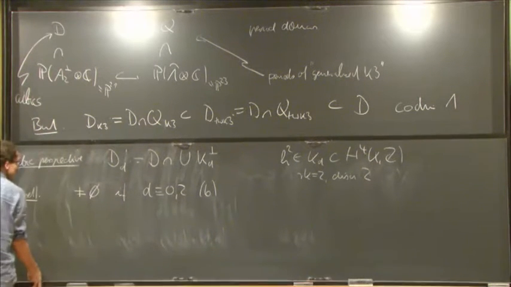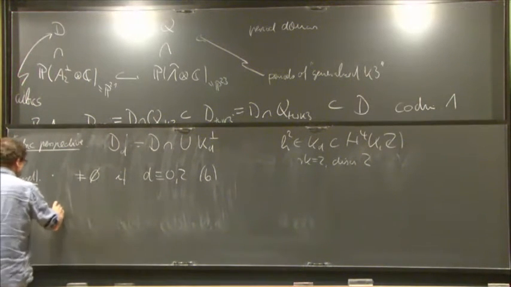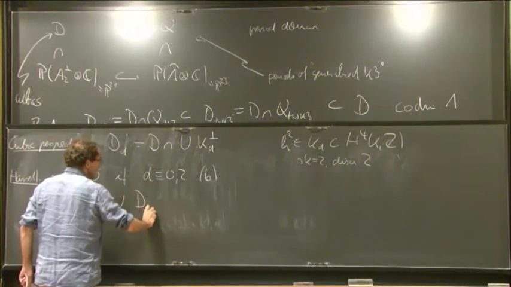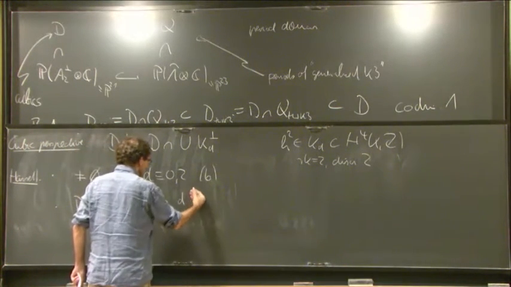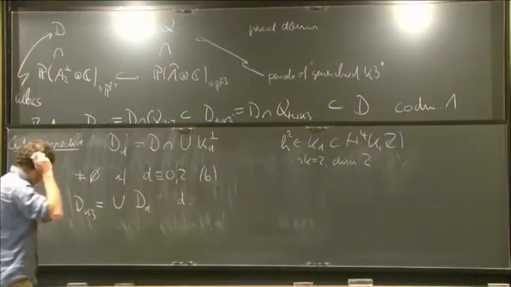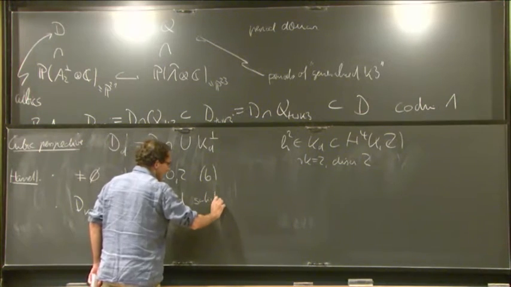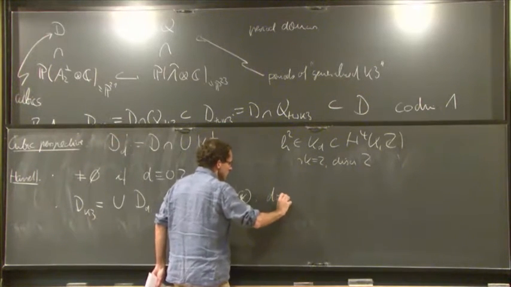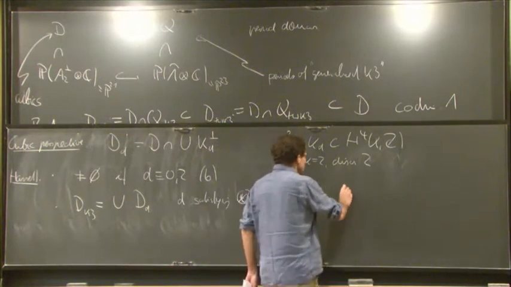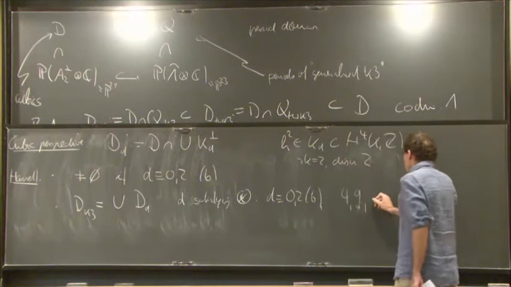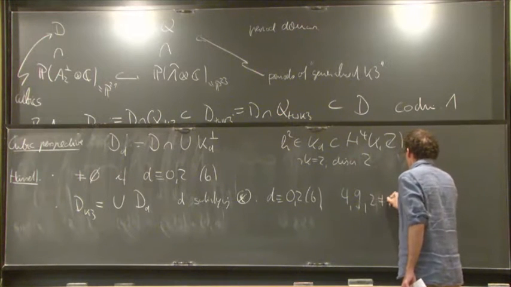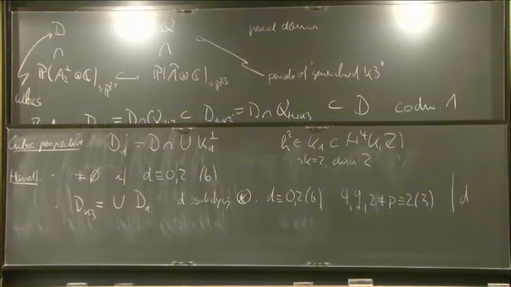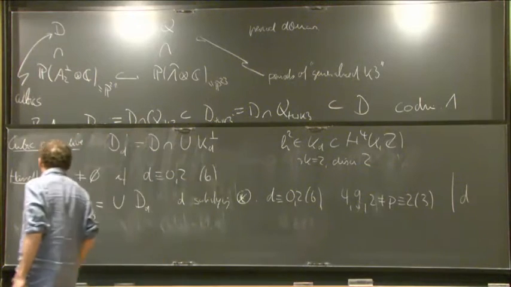And then he has the description of the intersection. So there's also Hassett's result that DK3 is in fact the union of all DDs with D satisfying this condition star. So let me recall, this condition star means these two conditions, this condition plus another one, namely that 4, 9 and every prime congruent 2 mod 3 do not divide D. That's the condition to be K3.